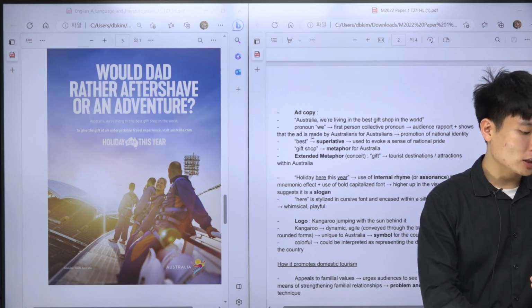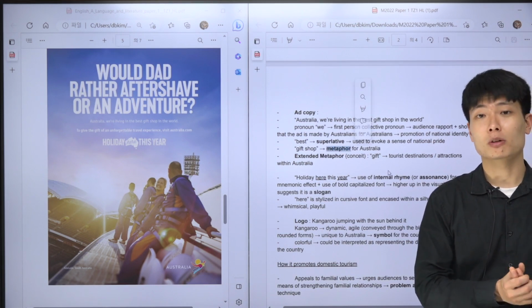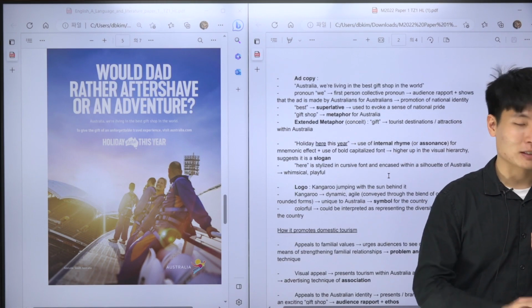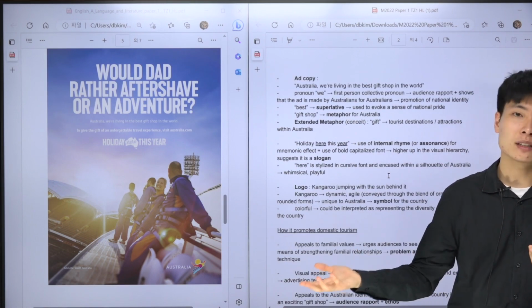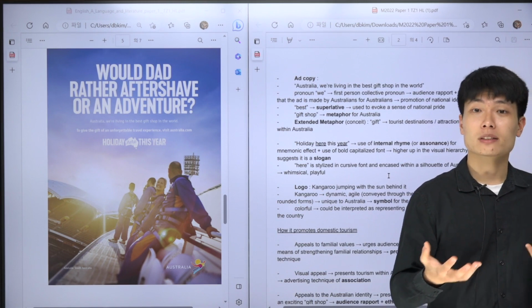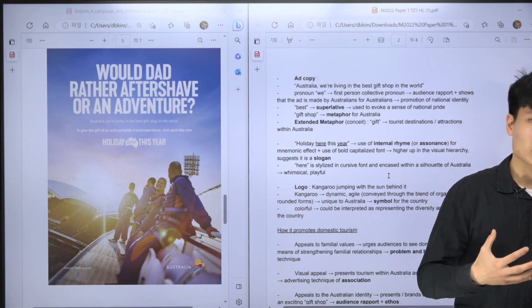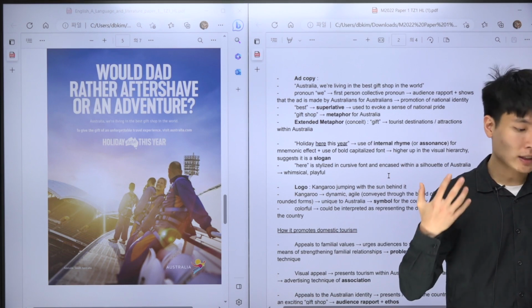The term gift shop could be considered a metaphor, and in this context, it's a metaphor for the country of Australia. I mean, there are far worse things to compare a country to than a gift shop, right? And of course, again, given the positive connotations of the word gift shop, I think this again is trying to promote Australia as a country itself.